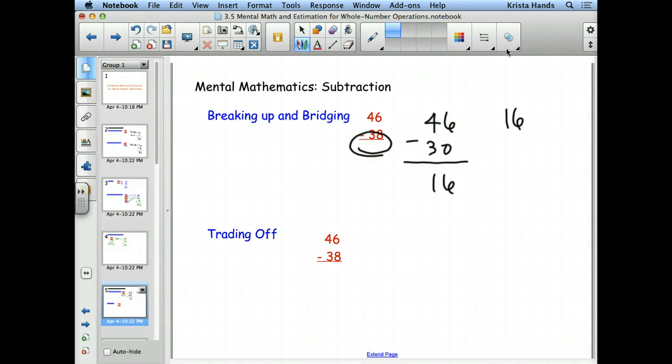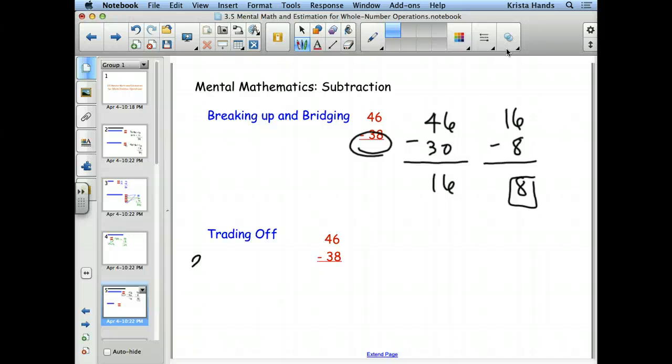But once I get down to a smaller number, 16 minus 8, that's probably one of those addition facts that you memorized on some flashcard at some point in your life, right? And that gives you 8. So you're breaking apart the second value to do the subtraction, and then you're bridging with that last piece. Trading off.